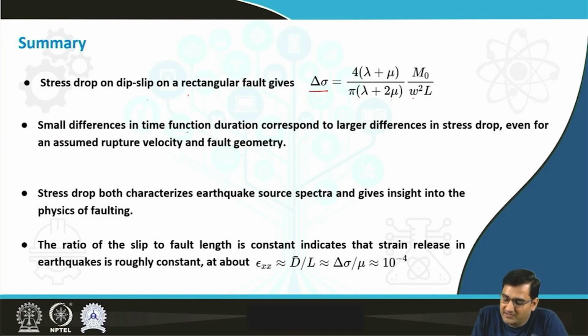Small differences in time function duration correspond to larger differences in stress drop, even for an assumed rupture velocity and fault geometry. Stress drop both characterizes earthquake source spectra and gives insight into the physics of the faulting. The ratio of the slip to fault length is constant, which indicates that the strain release in earthquakes is roughly constant at about εxx = d/L = Δσ/μ, which is about 10^-4.